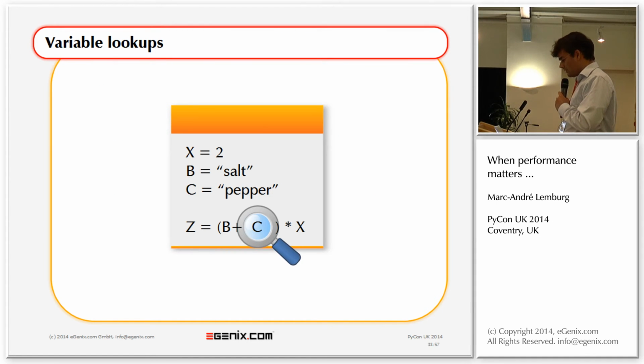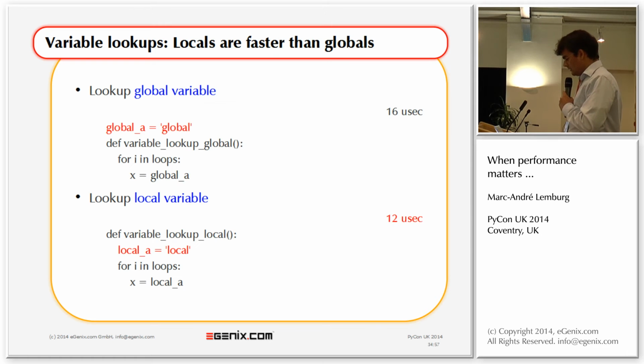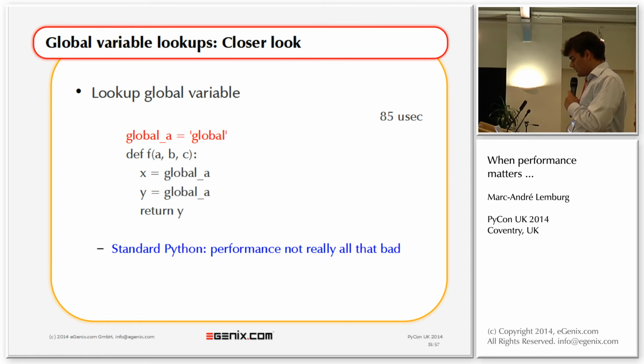Right, next one is variable lookups. So obviously, global lookups are slower than the locals. So if you do the timing, there's a small difference that you can see there. Let's have a closer look at the global lookups, because there are some techniques that are being used to speed those up. So the general kind of approach that you do is this one. You just have the global there, and you just use it in your Python function, which is not really that bad, the performance.